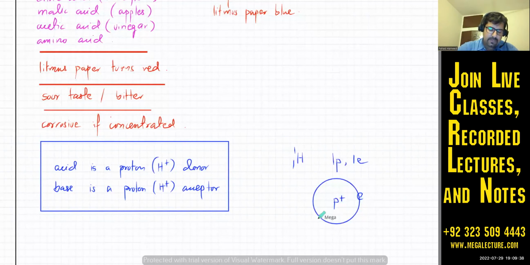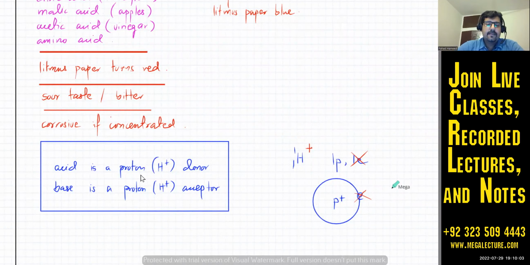If it's plus one, that means that one electron is also gone, right? So that electron is gone. So what are you left with? You're just left with one proton. So when you refer to the term H plus 1, that's basically just a proton. It's got nothing else. So this H plus 1 is often referred to as a proton.